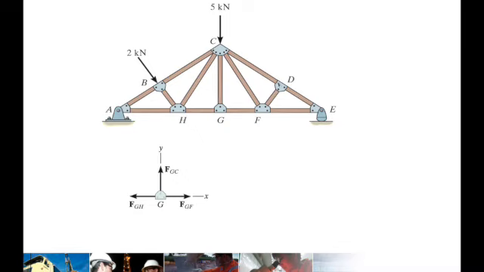Joint D. Joint D will have the same conditions as joint G. So this is the free body diagram for joint D. You can see that there are 3 members, 2 are collinear. The third one, which is member DF, must be a zero force member.